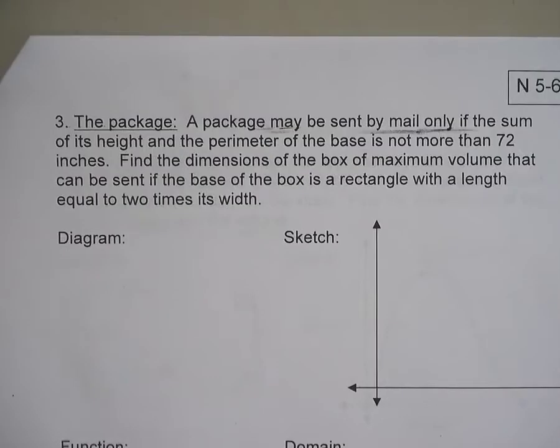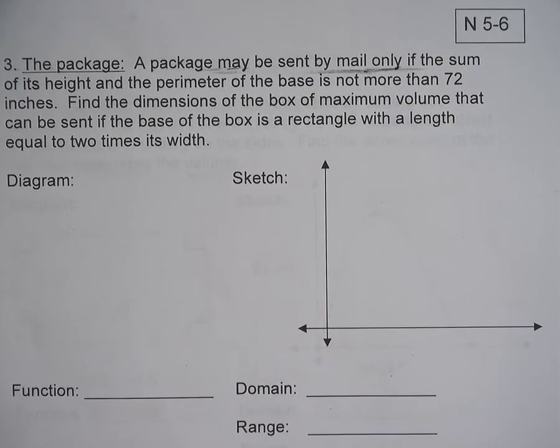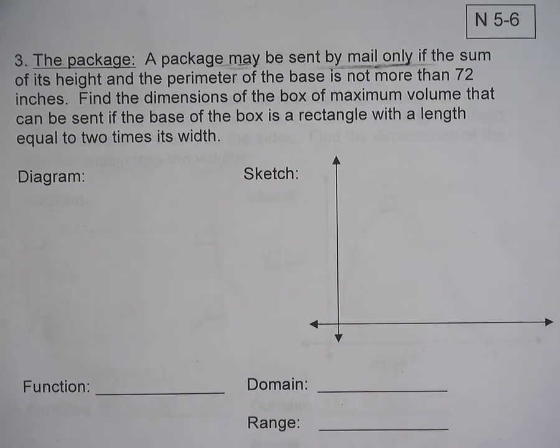All right, last one says: a package may be sent by mail only if the sum of its height and the perimeter of its base are not more than 72 inches. Find the dimensions of the box that would maximize volume that can be sent if the base of the box is a rectangle with a length equal to 2 times its width.